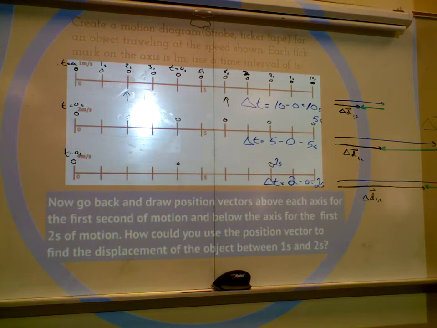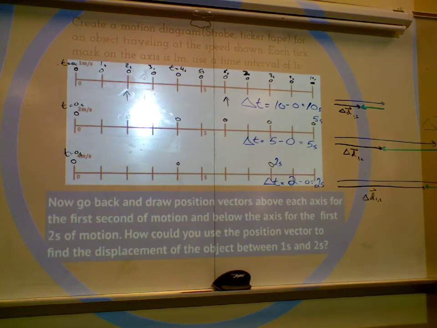What do you guys think? How can I find the speed? Anybody know the units on speed? Meters per second, right? What's a meter? A distance, good. What's a second? A time. What does per mean? Per means division. So how can we find the speed?